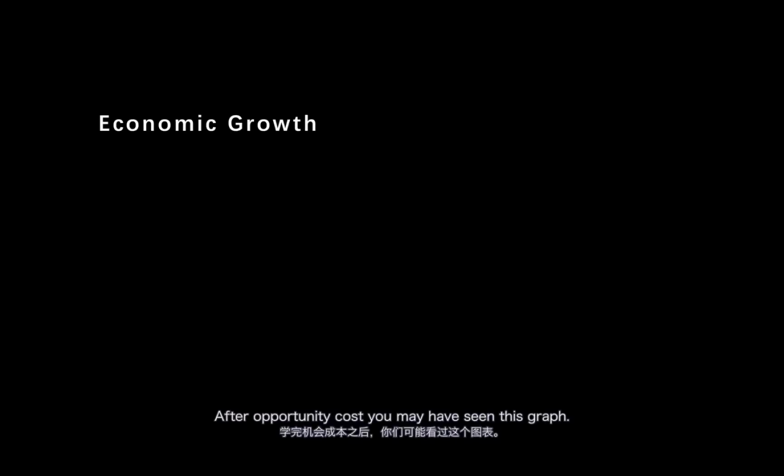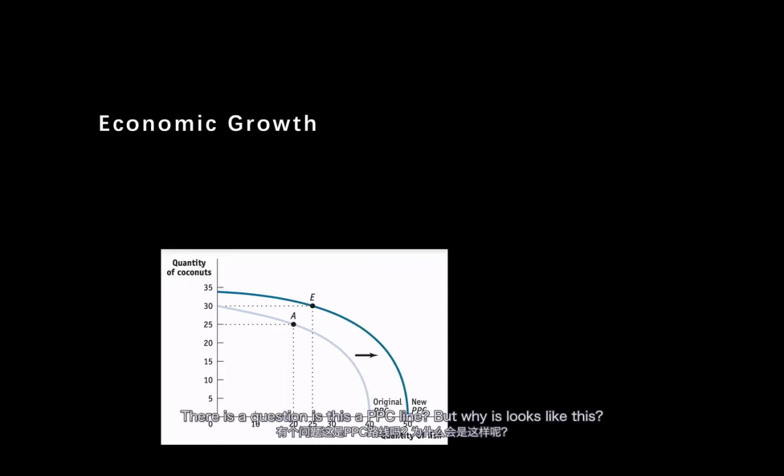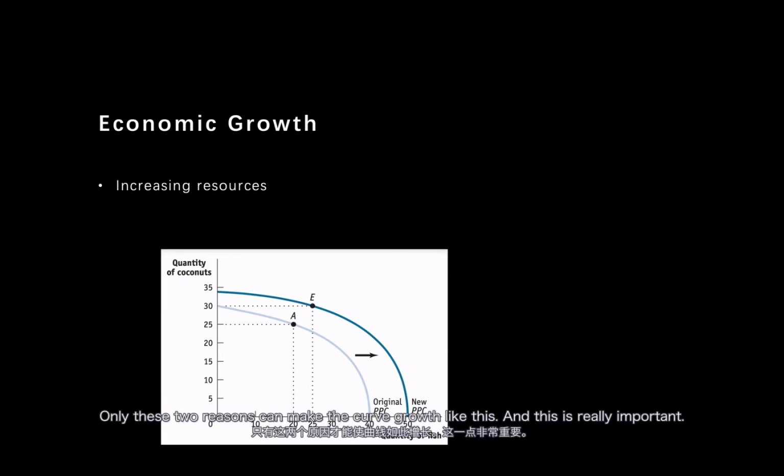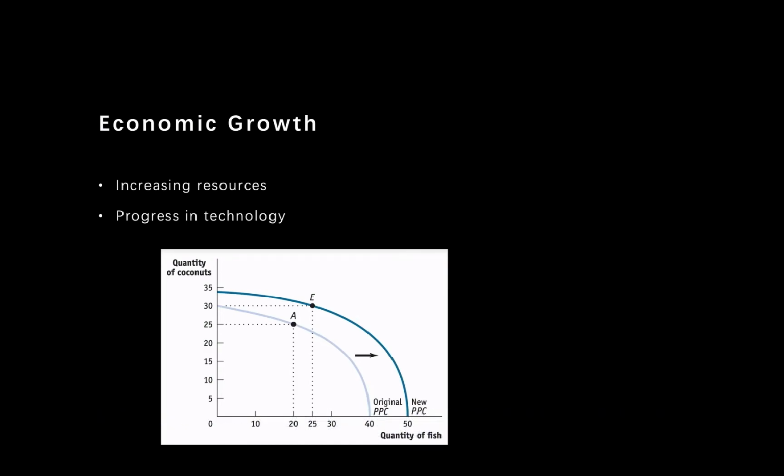After opportunity cost, you may have seen this graph. There is a question: is this a PPC line? But why does it look like this? Well, this is the graph of PPC growth, and the things that can cause the production possibilities curve to grow are only two reasons. One is an increase of resources, and the second is progress in technology. Only these two reasons can make the curve grow like this, and this is really important. And there are some other graphs that look like this, but we're not going to talk about them today. They will be mentioned in another video.